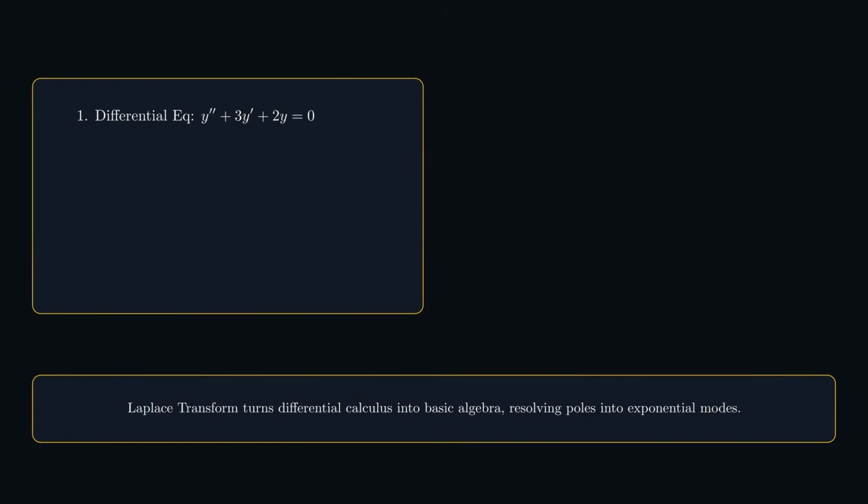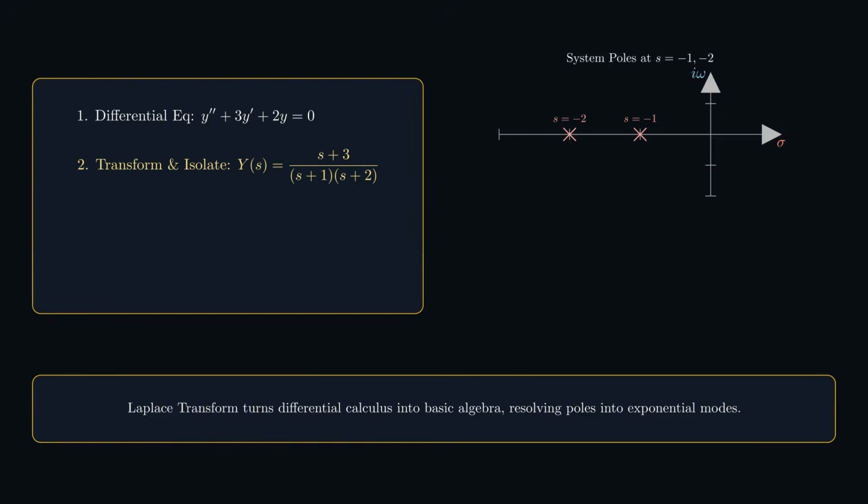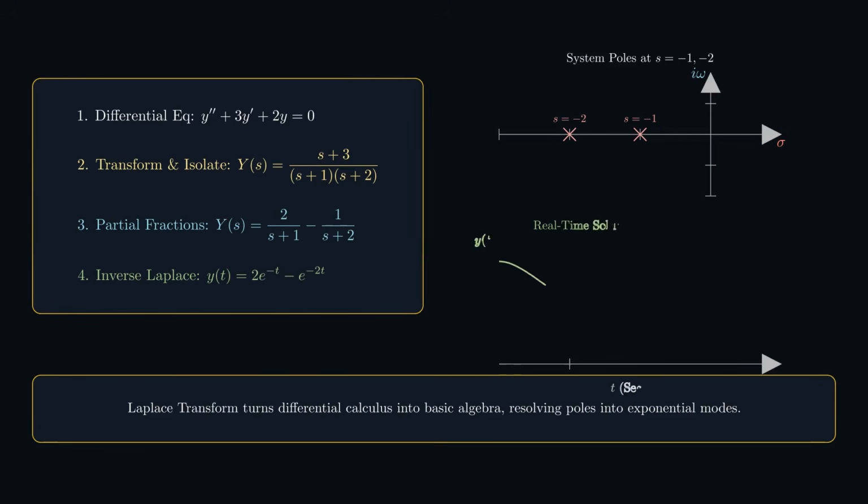Instead of wrestling with calculus across time, you solve a simple polynomial in the S-domain and convert the answer back using the inverse Laplace transform. That is how the Laplace transform turns complex dynamic systems into visual maps and simple algebra.